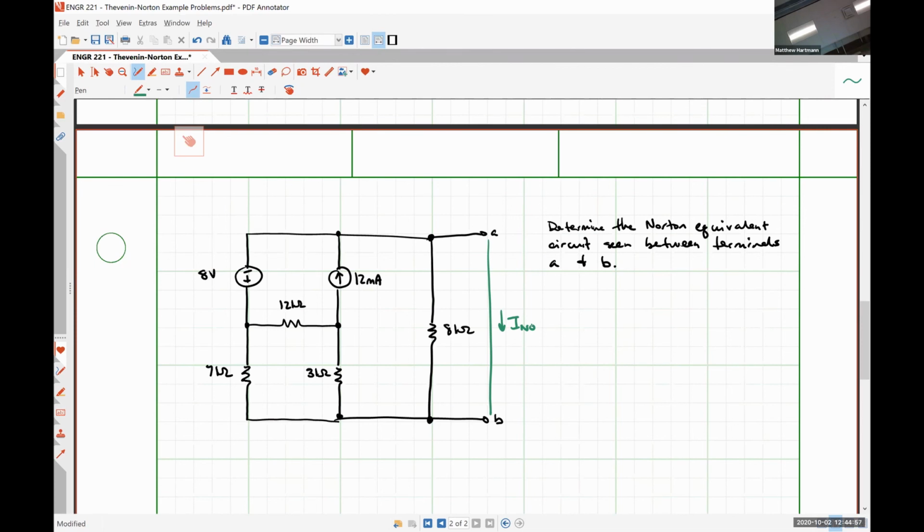So the Thevenin voltage, again, is the open circuit voltage. The Norton current is the short circuit current, which means we short circuit our terminals, or short circuit our component of interest if we had a component in there, and then just measure the current that flows through the short. So how are we going to figure out that current?